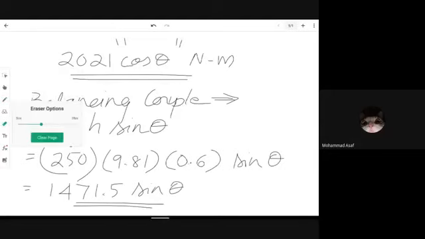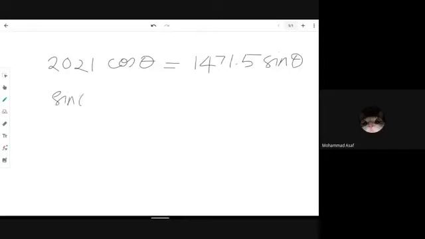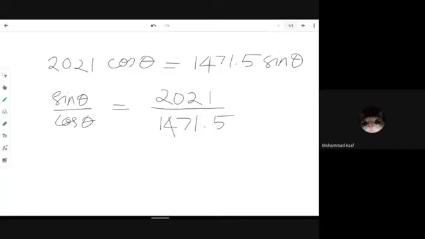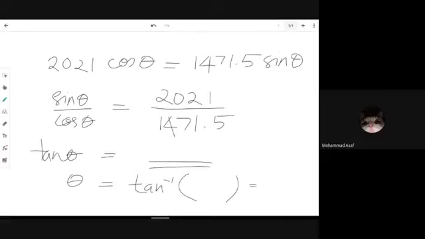So the value of theta can be found out. That means one side you have 2021 cos theta and the other side you have 1471.5 sine theta. So you can obtain sine theta by cos theta as 2021 divided by 1471.5. So you would obtain the value of tan theta here. Then go for finding theta is equal to tan inverse of this value. So you will obtain the final answer as 54 or 53 or so.